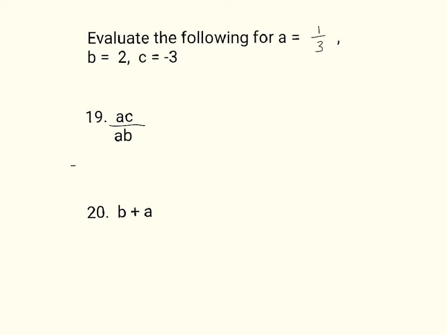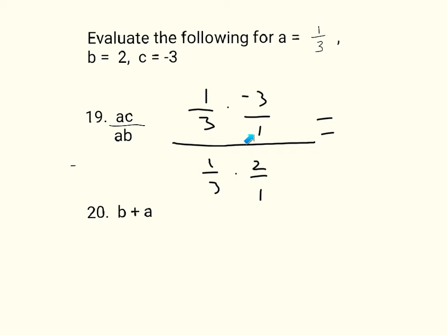So you have A times C in the numerator, 1/3 times negative 3, and I'll just put that as negative 3 over 1. Then the division bar, over AB, which is 1/3 times 2 over 1. So we're going to simplify the top part and then simplify the bottom part. In the numerator, we could divide 3 into 3 and 3 into negative 3, or you might just see this as 1 times negative 3 over positive 3, and negative 3 divided by positive 3 would be negative 1. So I'm going to just put that negative 1 right there. And 1/3 times 2 over 1 down here in the denominator would result in 2/3. So we have negative 1 divided by 2/3.